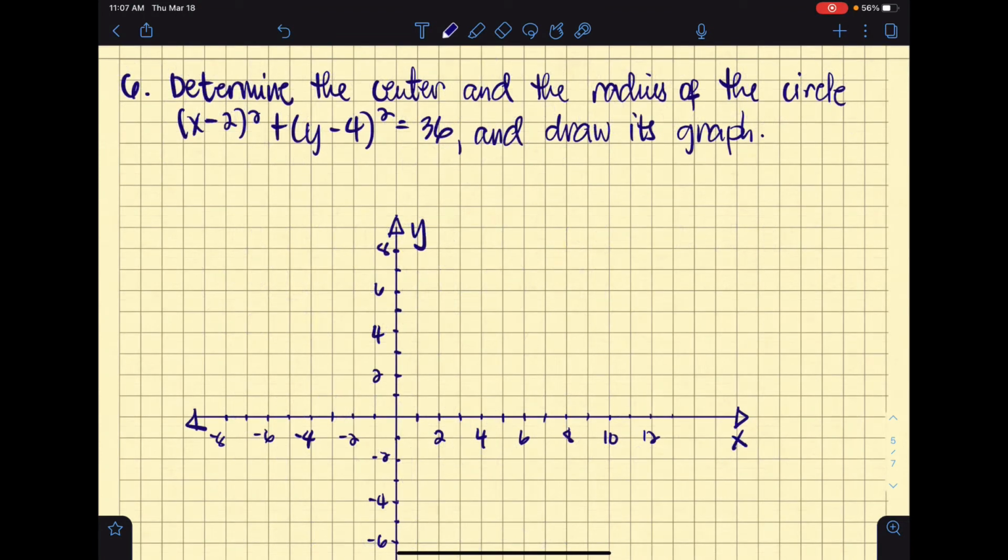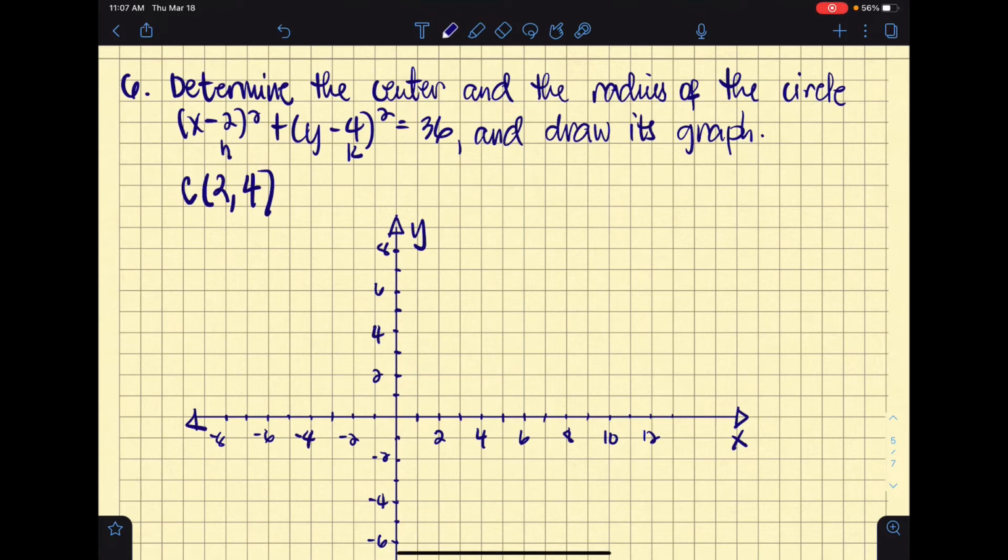For this sixth item, you are going to determine the center and the radius of the circle whose equation in standard form is x minus 2 quantity squared plus y minus 4 quantity squared equals 36. And then you are going to draw its graph. How are we going to do it? Again, first identify our h and k, because h and k in the standard form is actually the center. And in this case, our h and k is 2 and 4. And so the center of the circle is 2 and 4.